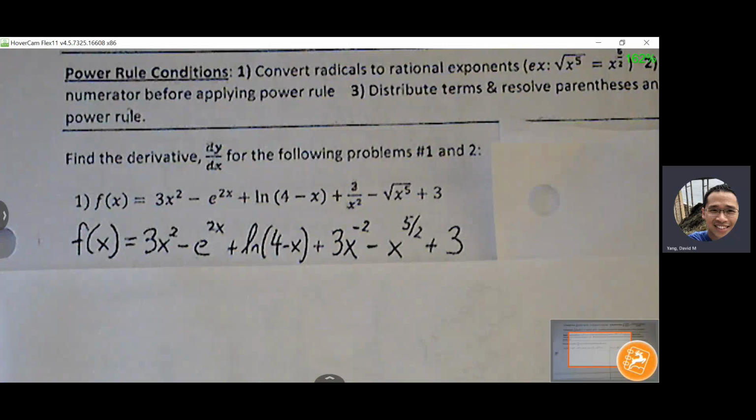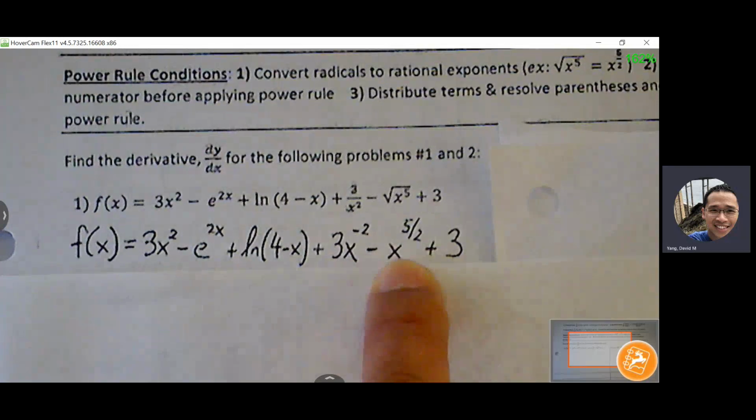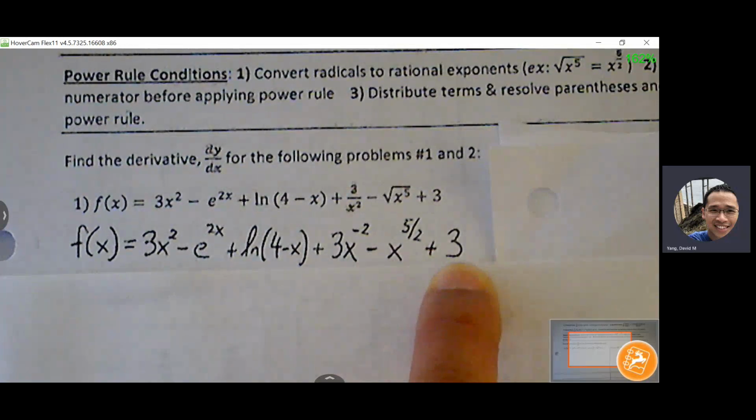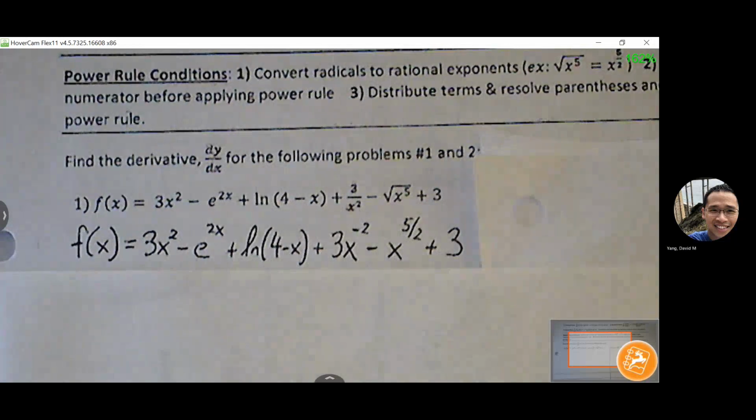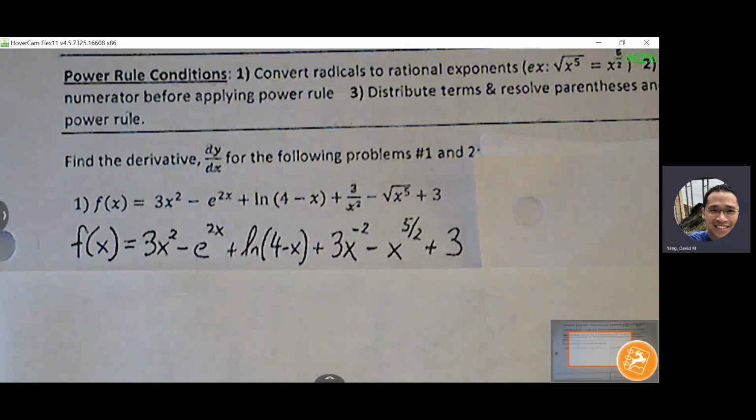Power rule for the first. Second term is e to the u times u prime. Natural log of u is u prime over u. Power rule, and then that 3 is a constant, so that 3 is going to go to a 0. Okay, try that so you can find the appropriate derivative rules.